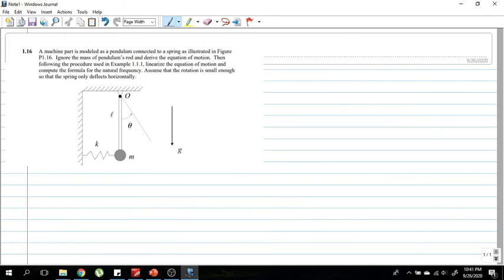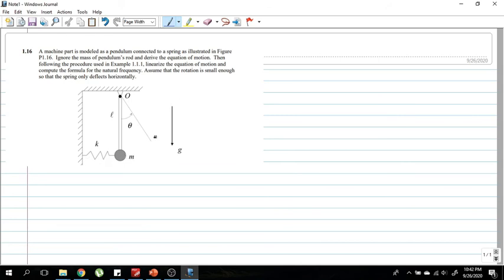Take a look at the question given. A machine part is modeled as a pendulum connected to a spring as illustrated. Ignore the mass of the pendulum's rod and derive the equation of motion. Then after that, linearize the equation of motion and compute the formula for the natural frequency. Assume that the rotation is small enough so that the spring only deflects horizontally. Now initially the mass which is attached to a beam of length L is at this vertical position, and there is a spring attached to the mass.